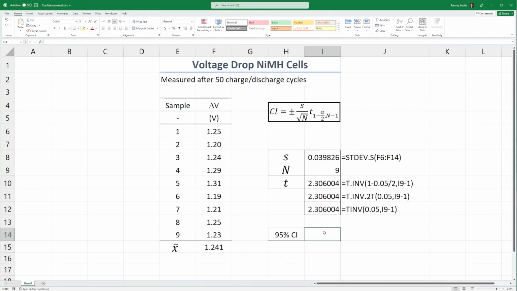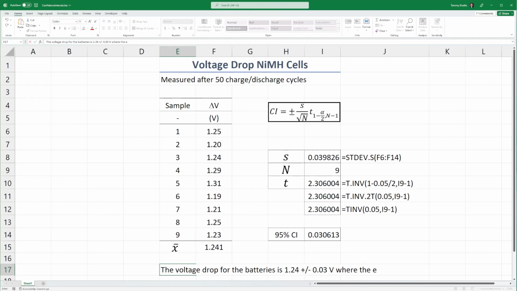Once all these values are obtained, the confidence interval is s divided by square root of n times t. When reporting the voltage drop, you need to specify both the mean and the error, and define the error. For example, the voltage drop for the batteries is 1.24 plus or minus 0.03 volts, where the error is the 95% confidence interval. Don't forget to specify what your error is.